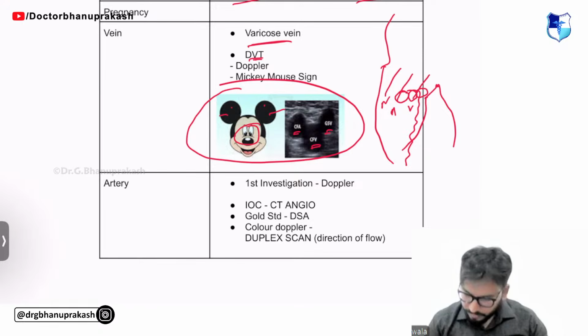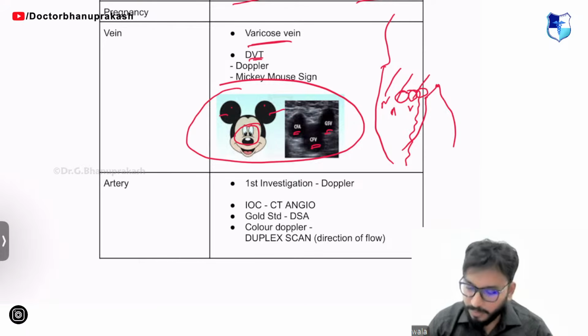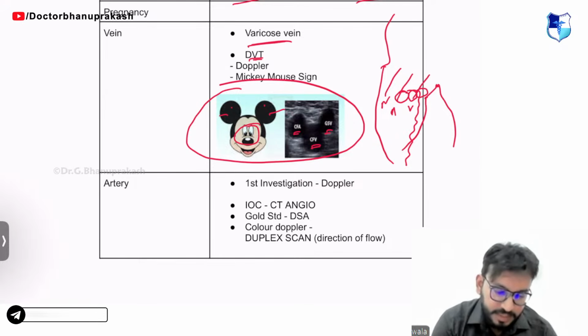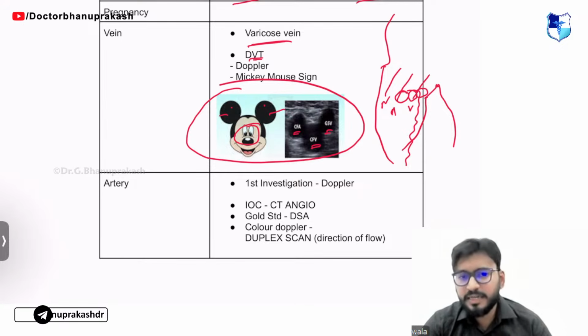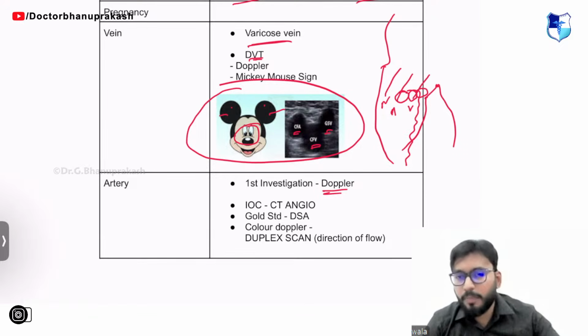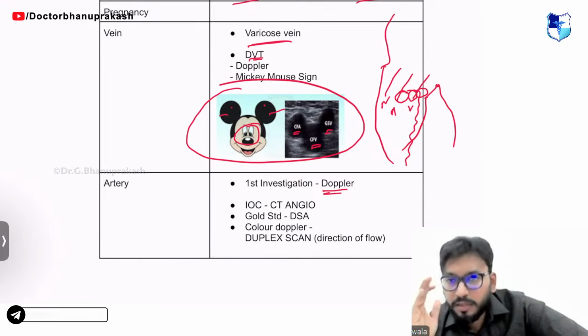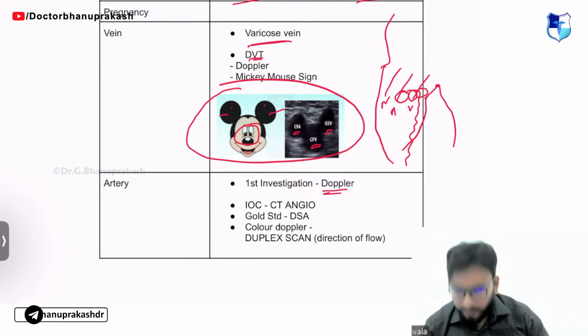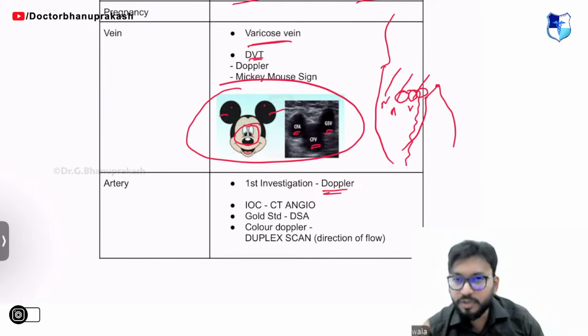Okay, so this is about your ultrasound, and the last one is an artery. In arterial investigations, remember what we do first is a Doppler, a color Doppler. Guys, color Doppler also gives us the direction of flow. It tells us what the flow is like, where it is going. We have seen the red and the blue gradients on a color Doppler.